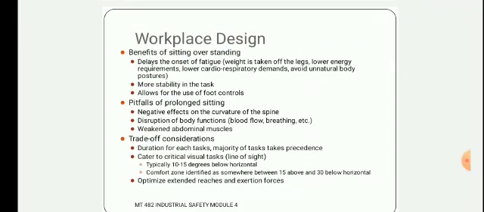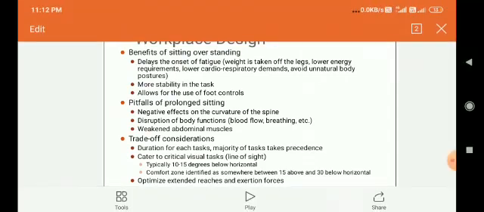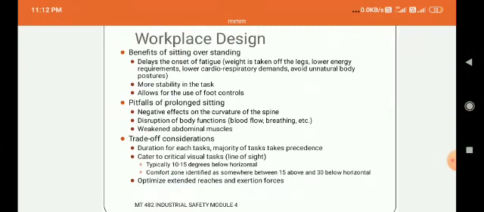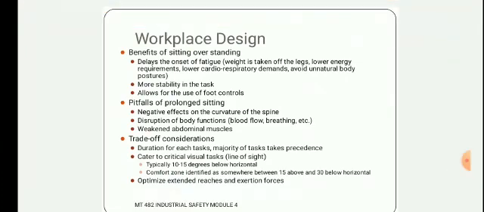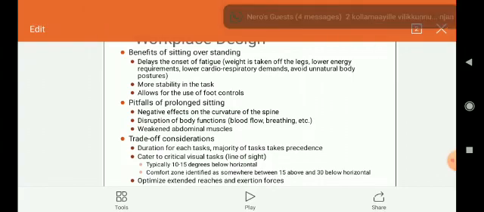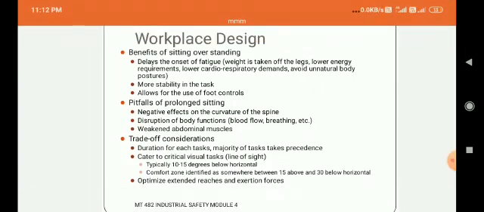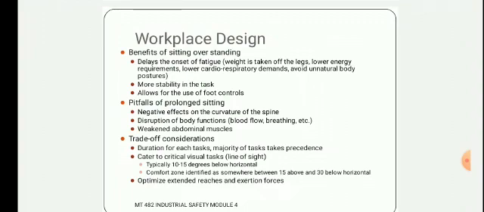We should consider our eyes, because most of the time the worker may be sitting in front of a desktop or laptop. So the line of sight distance between his eyes and laptop must be according to the scientific terms, typically 10 to 15 degrees below horizontal. Okay, there is a horizontal line between the eye and the laptop or desktop, and the line of sight must be typically 10 to 15 degrees below that.